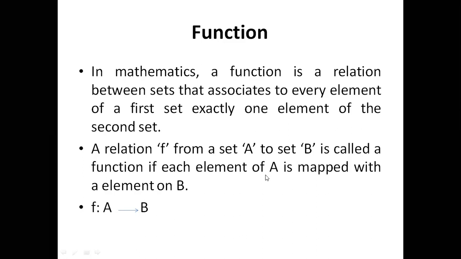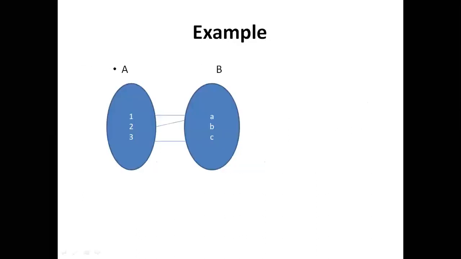Let us understand it with an example. We are given two sets A and B. A has values 1, 2, 3 and B has values a, b, c. 1 is related to a, 2 is paired with a, and 3 is paired with c. The question is, is this a valid function? Yes, this is a valid function because every element of set A is participating with an element of set B.